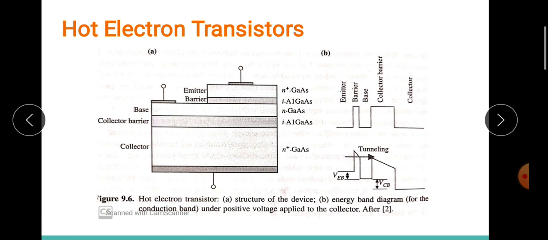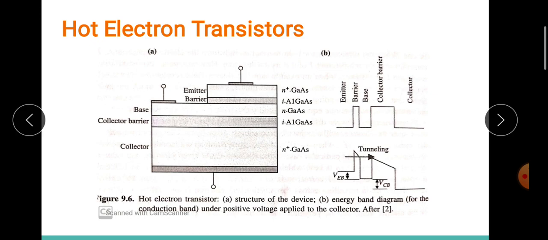So see, these parameters show that hot electron transistors have a pretty good performance. That's it. Now we have hot electron transistors. We are happy with their working, they have a good performance, we have seen that. But see, being researchers, these people never get satisfied with whatever kind of devices they have.